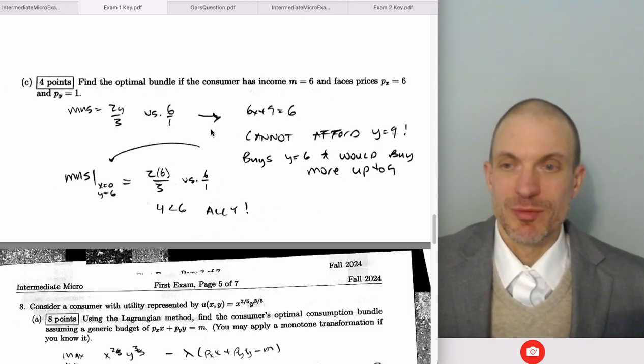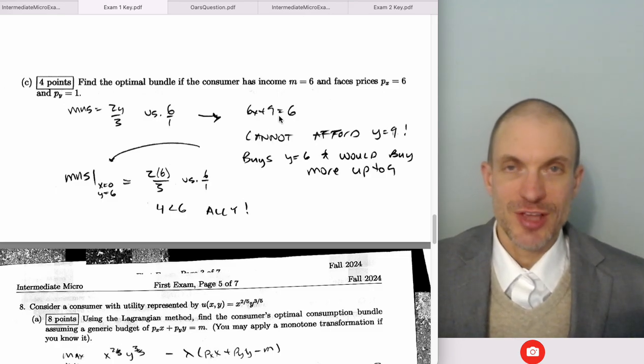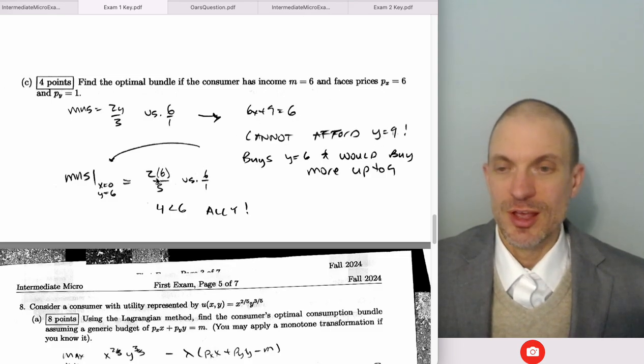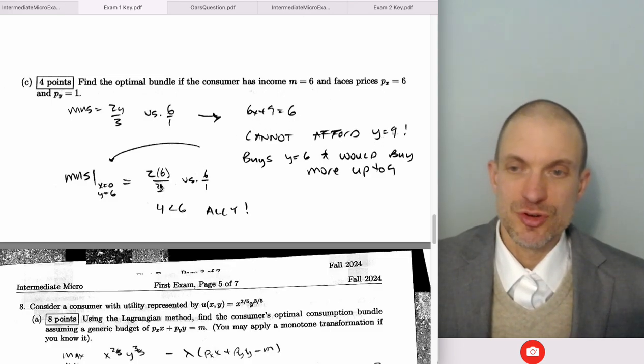So I'm going to realize that with this type of quasi-linear preferences, my consumer really wants to have 9 units of good y. They can't afford it. They're going to buy as much as they can. They're going to get 6 units. Let's evaluate my marginal rate of substitution if I have 6 units of y. So that's going to be 12 divided by 3, which is 4, which is less than my price ratio.